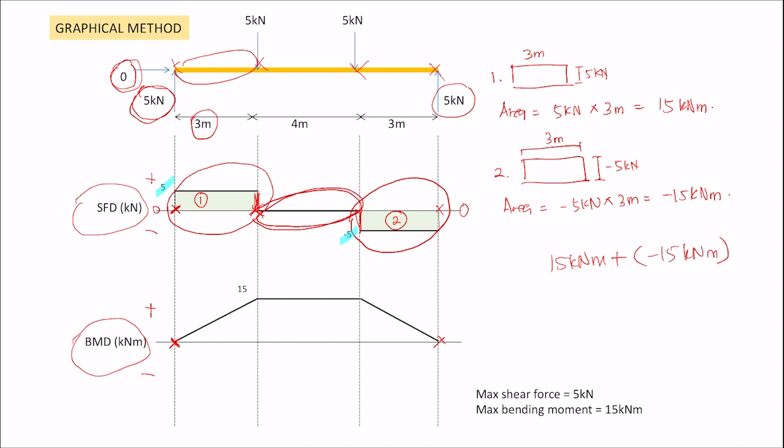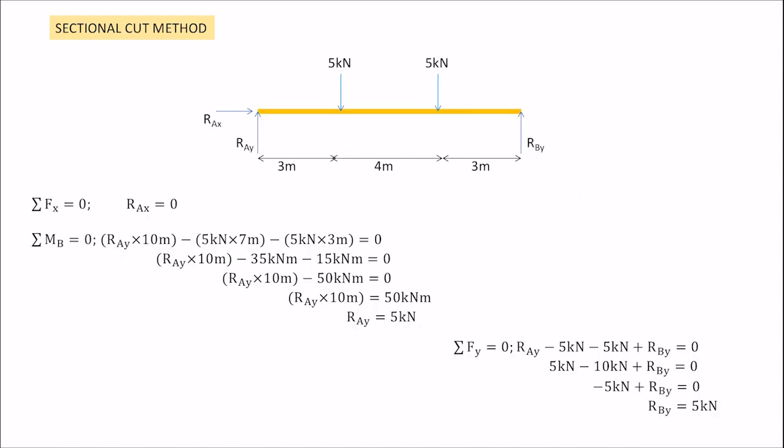For bending moment, it is 15. Therefore, you ignore the negative 5, because it's the same. It is 5 kilonewton and the maximum bending moment is 15 kilonewton meter. That's it. Graphical method is much simpler. And the next method that we're going to learn is the sectional cut method.